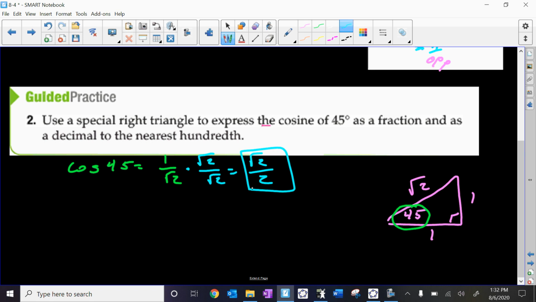And again, you can plug in cosine of 45 to get your decimal answer as well. I just want to show you how to get the fraction for now.